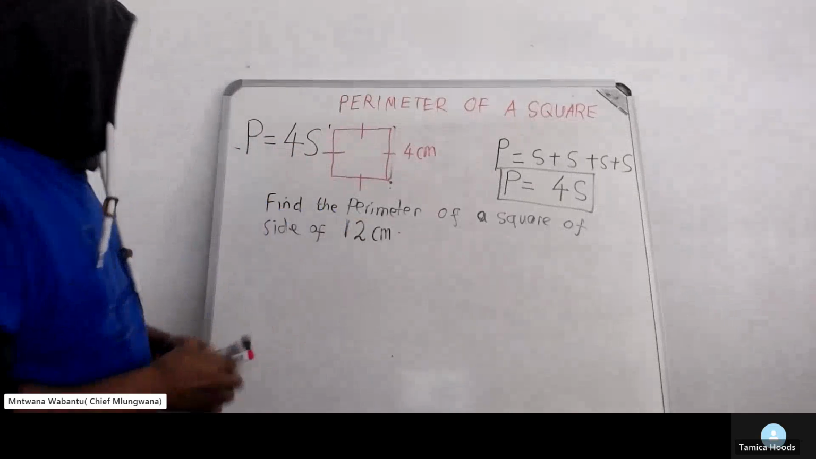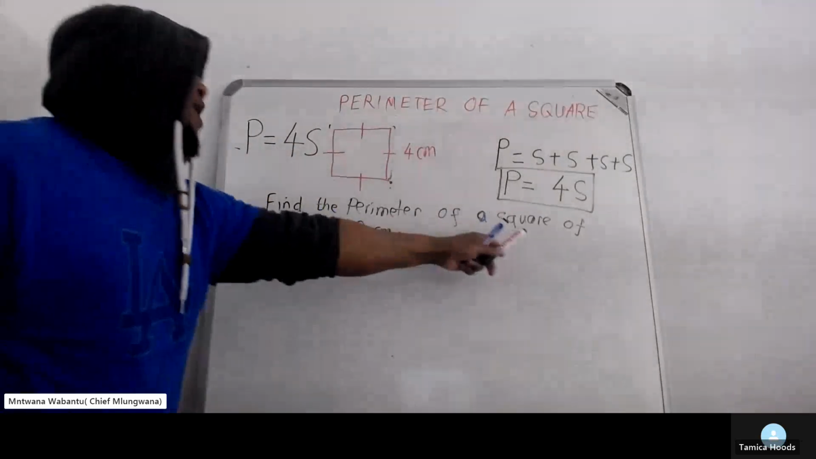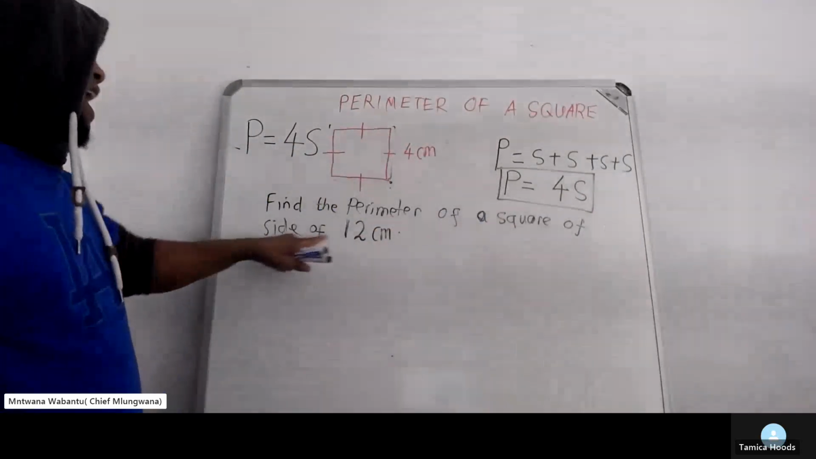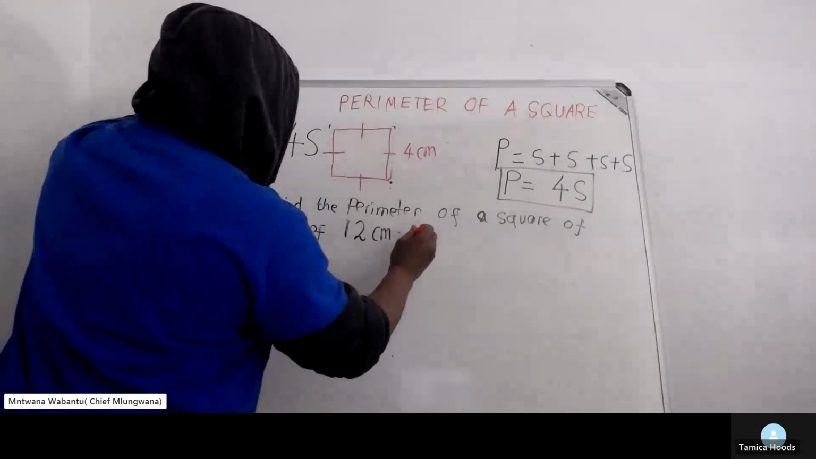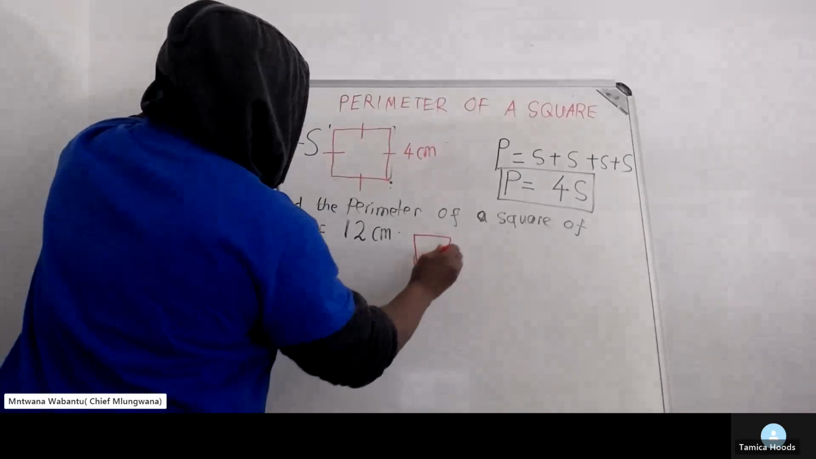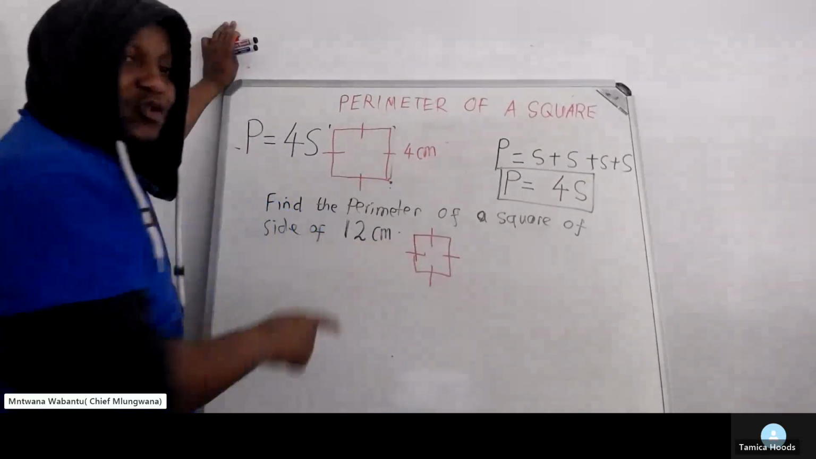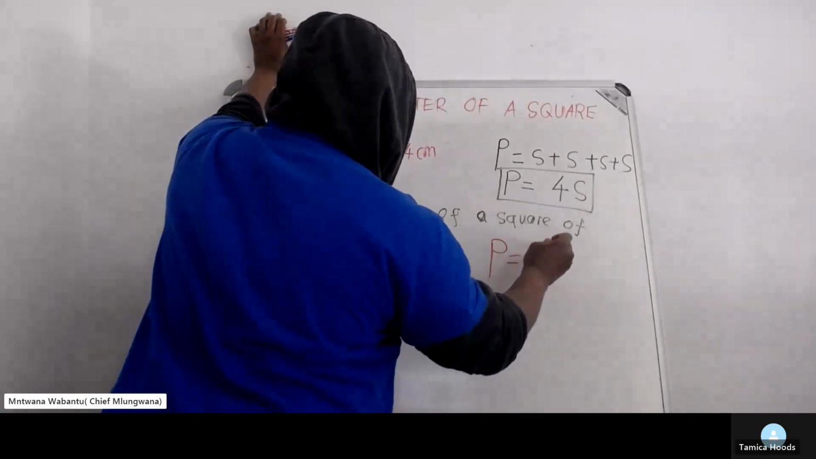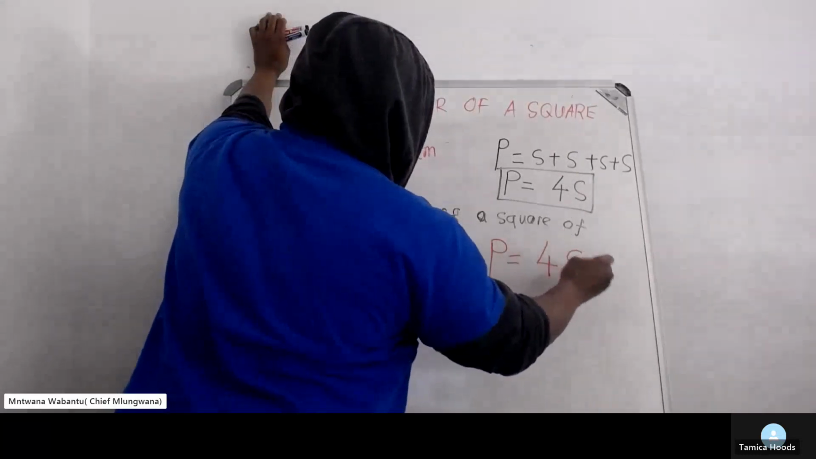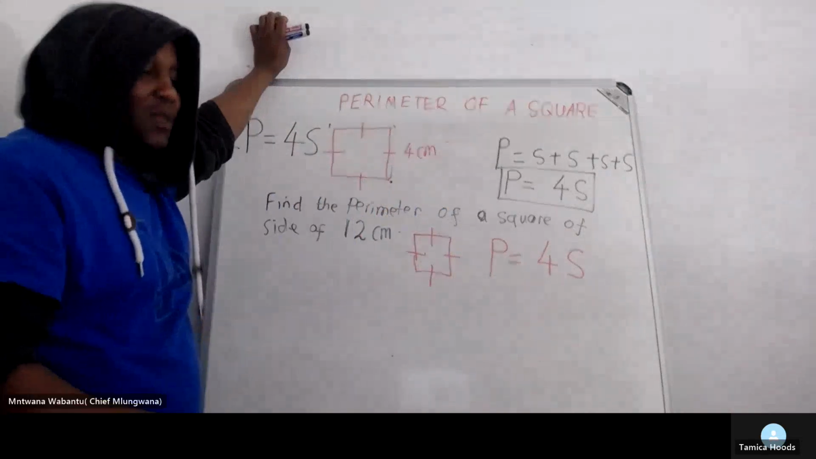So let's say, find the perimeter of a square, but that square has a side of 12 centimeters. So it's the same as this, but the side is 12. So I'm going to say perimeter equals to, how does the formula say? 4 times side.